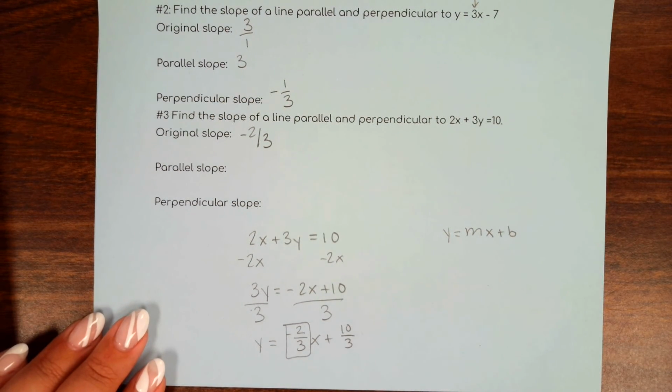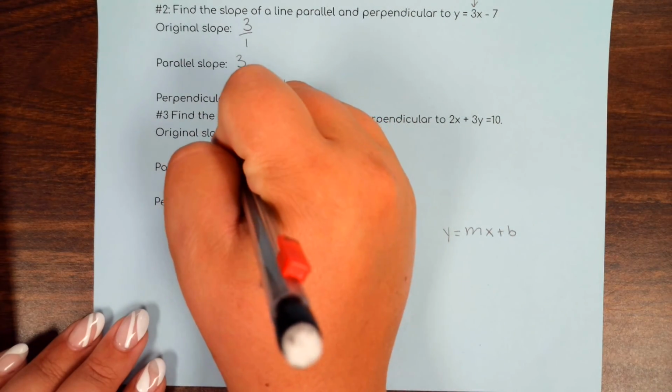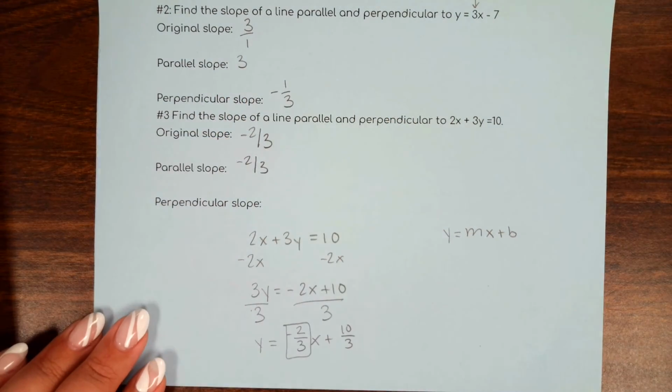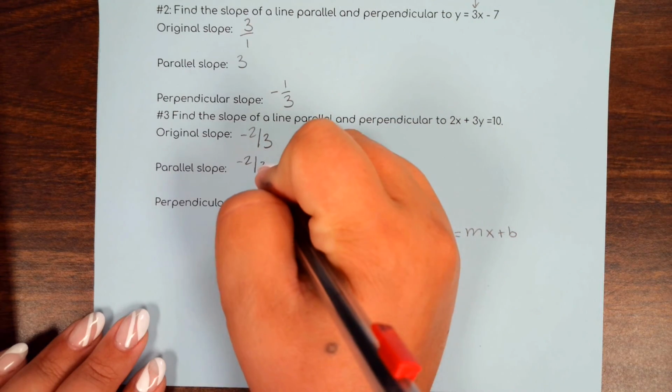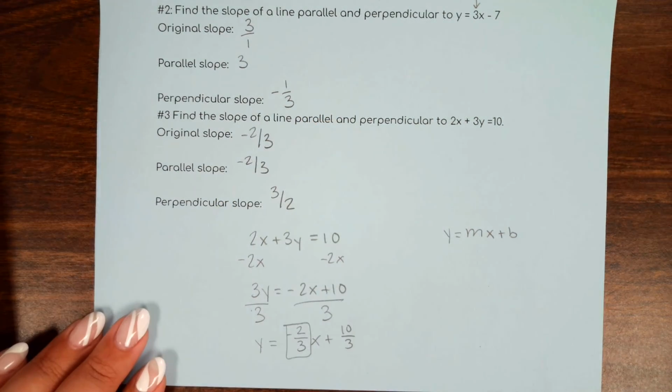Remember, a parallel line is going to have the exact same slope, so that's negative 2/3. And then perpendicular you take the opposite reciprocal, so that's going to be positive 3/2.